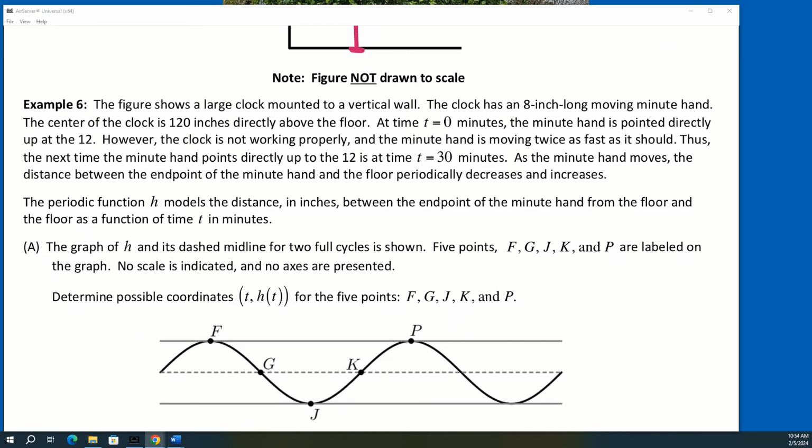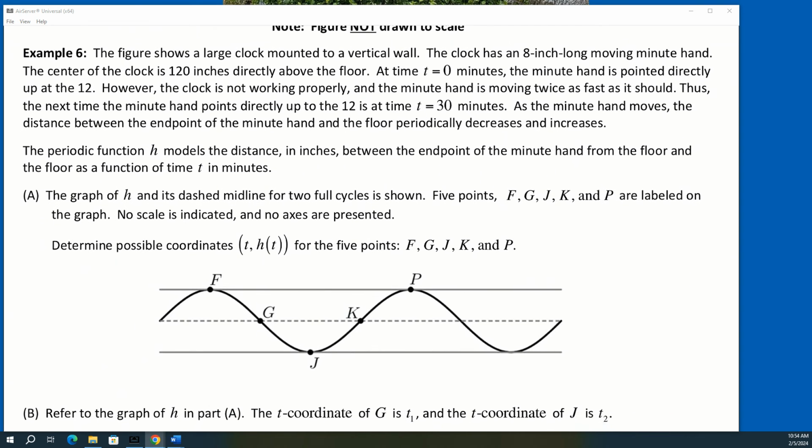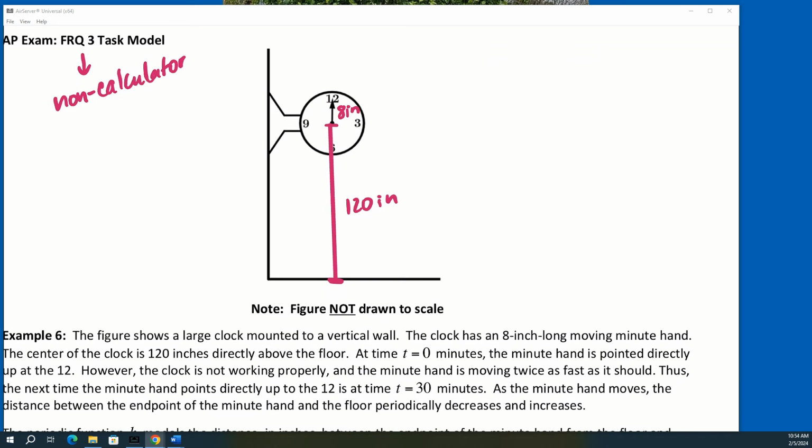So even though we have 3 horizontal lines in this case, none of those are the x-axis, so don't think that is the case. And we don't have a vertical axis at all. So what we're going to do is determine the ordered pairs for each of these 5 points based on this clock situation and how far the end of the minute hand is from the floor.